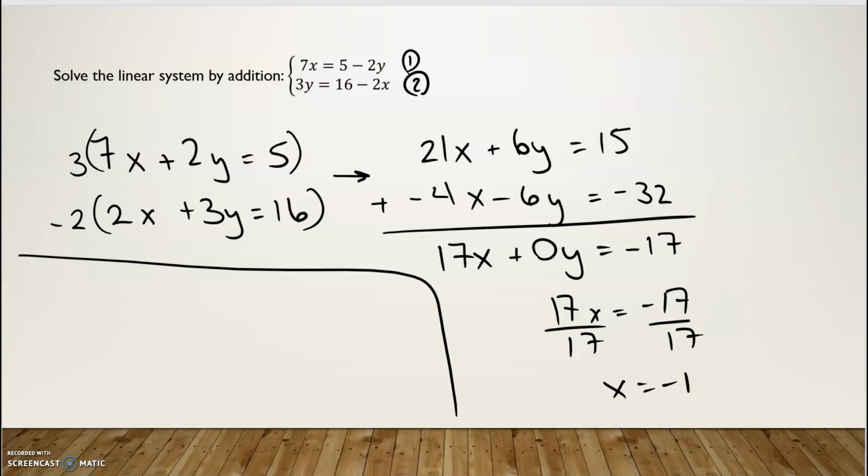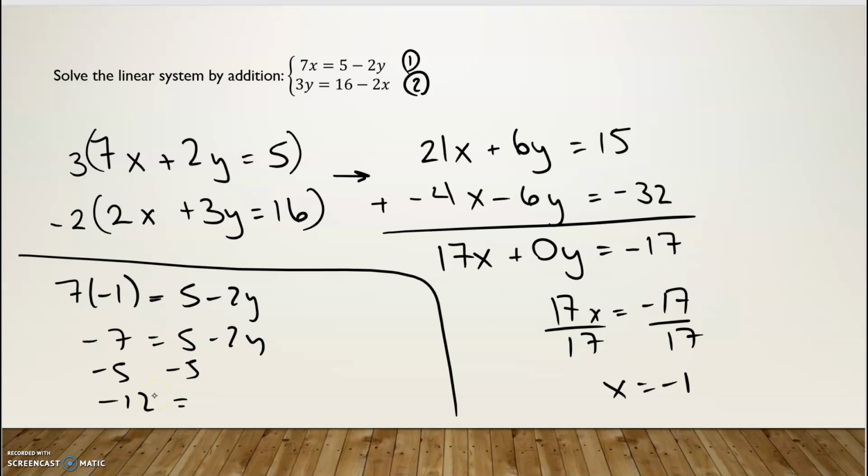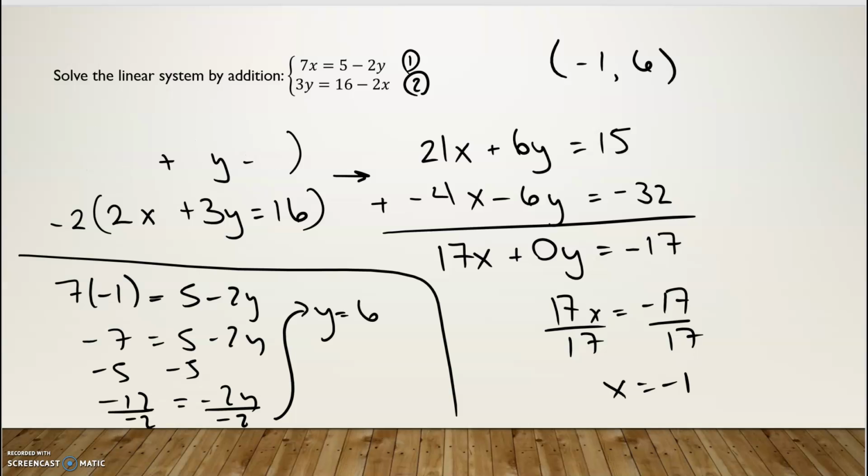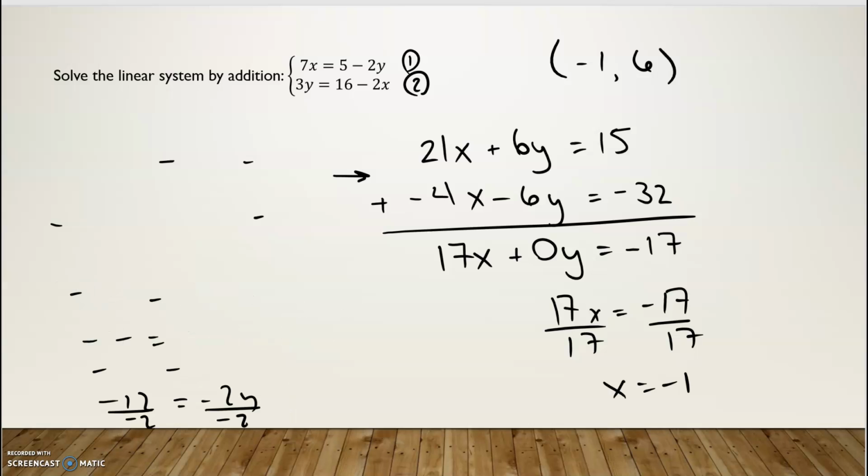So say I plug it back into equation 1. Okay, so we would have negative 7 is equal to 5 minus 2y. I'm going to subtract 5 from both sides, so that's going to be negative 12 is equal to negative 2y. Divide both sides by negative 2. So y is equal to 6. So it looks like our solution should be negative 1, 6. But we always need to go back and check just to make sure we haven't made any type of error.